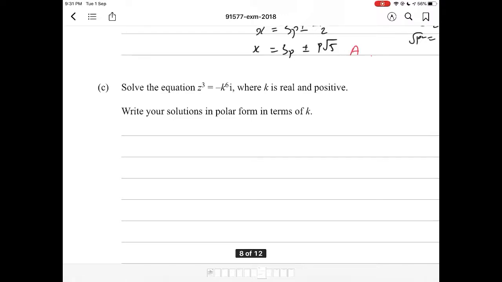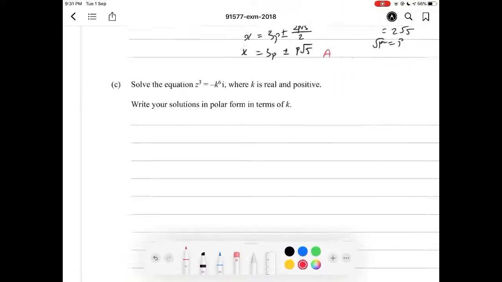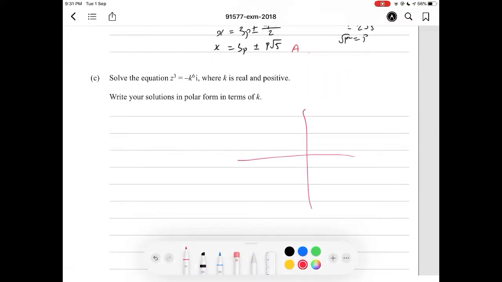Solve the equation z cubed equals negative k to the power 6 times i. Okay, so first things first, whenever you see one of these questions, I urge you to draw the Argand diagram because you need a better visualization of where this complex number is. We know k is real and positive, so a positive number to the power of 6 is still positive, and negative a positive number is negative. So this is a negative i.